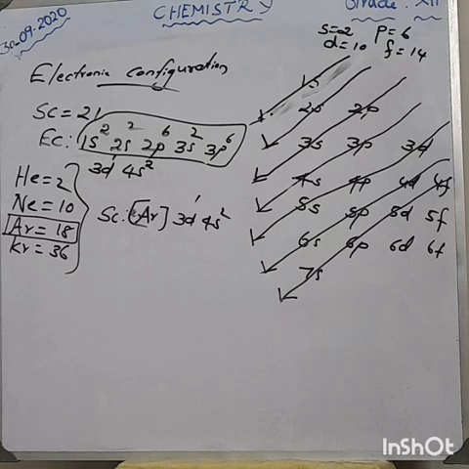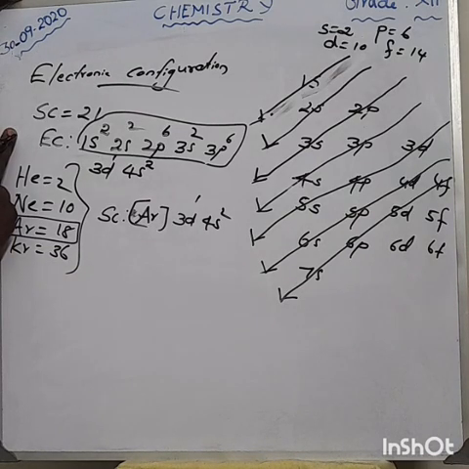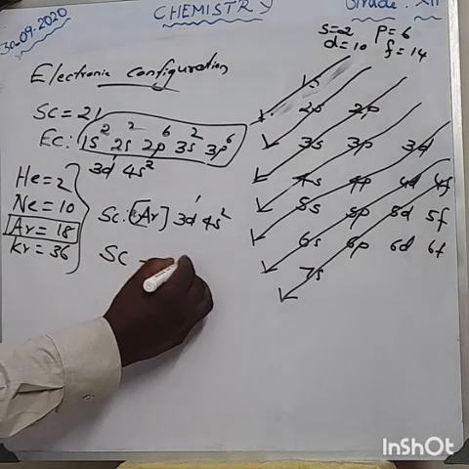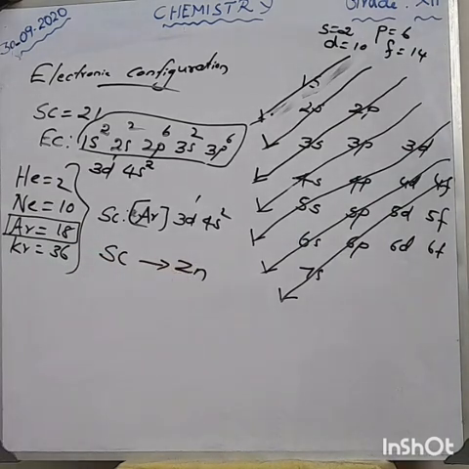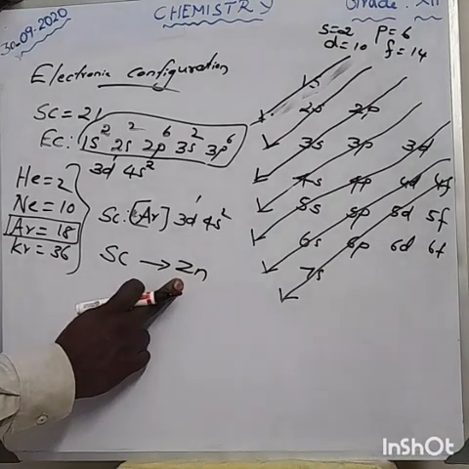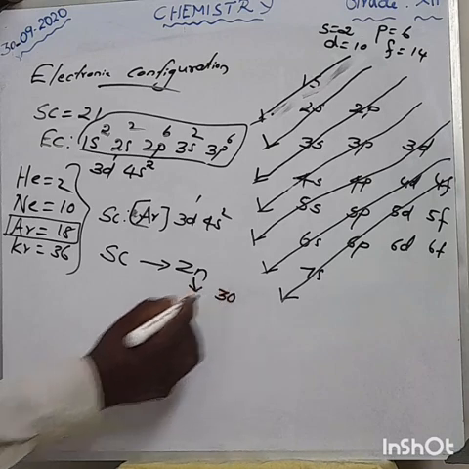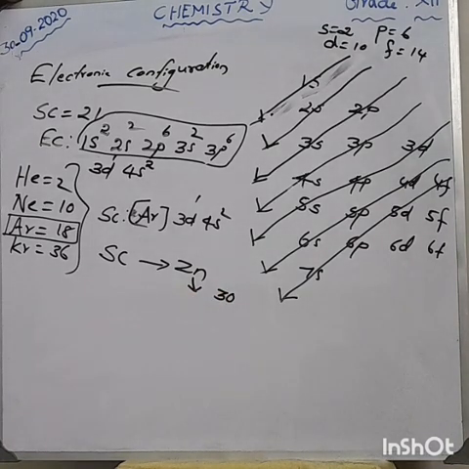Okay. Here, in the 3d series, the last element in the 3d series, that starts with scandium, ends with Zn. Zn means zinc. What is the atomic number of zinc? The atomic number is 30. Then how can we write the electronic configuration for zinc?